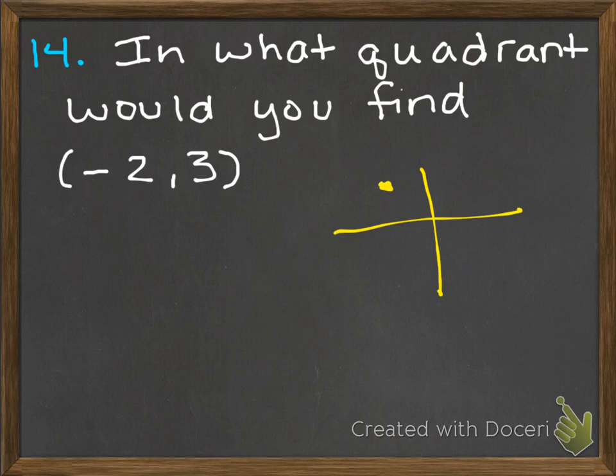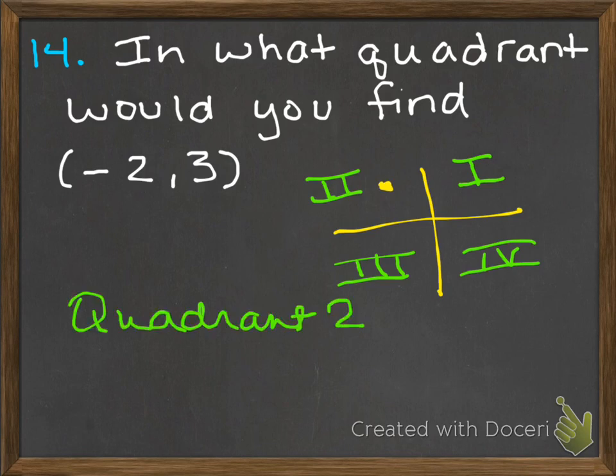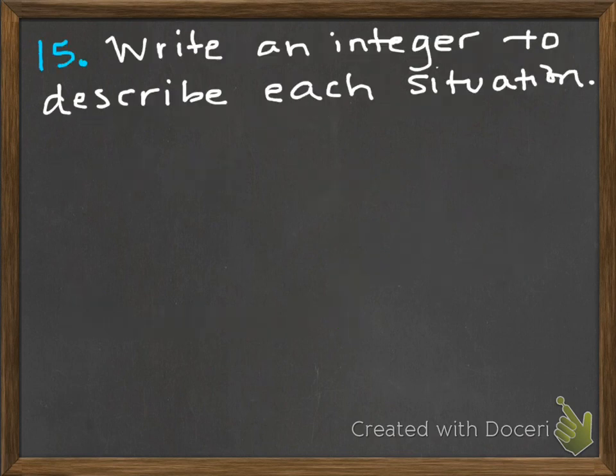And then you need to make sure that you know which quadrant that is. So starting from the top right, that's quadrant 1, quadrant 2, quadrant 3, and quadrant 4. So obviously, as you can see, the answer for this one would be quadrant 2. So again, if it's easiest for you, you can just make a little coordinate plane like this.